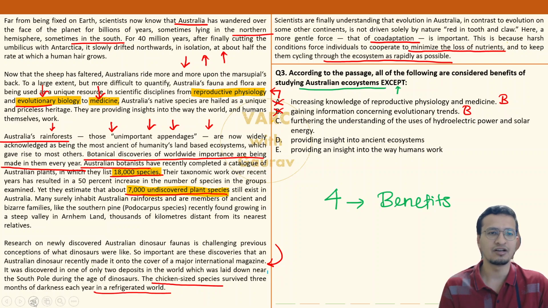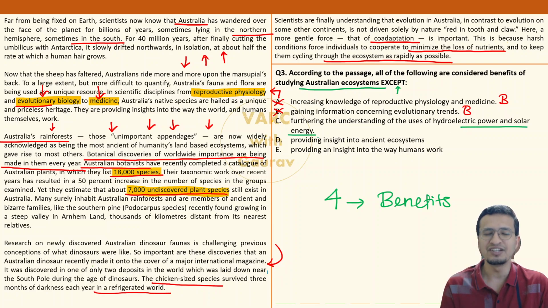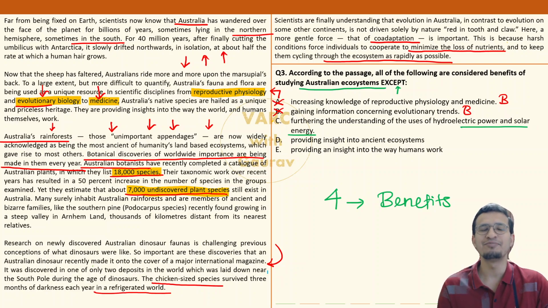Option C is where it is actually LMAO, ROFL, LOL, everything put together, furthering the understanding of hydroelectric power and solar energy. Wait, what? Seriously, dude? I mean, whoever made this option, what a lazy piece of job.